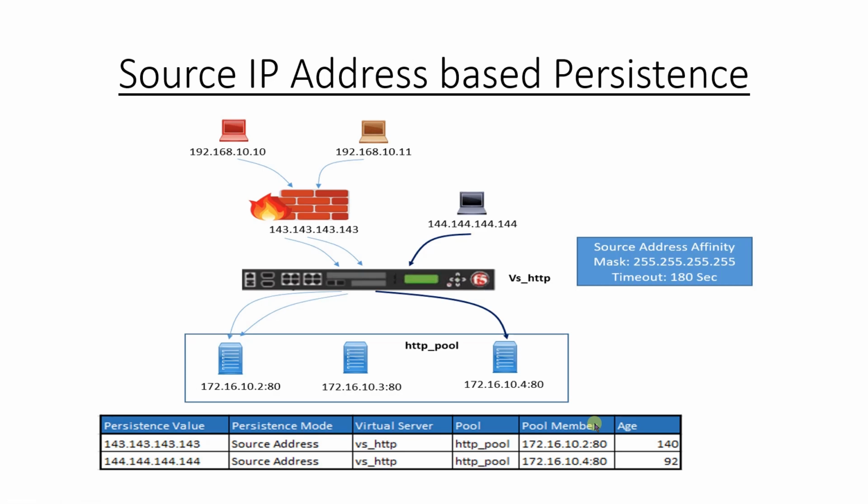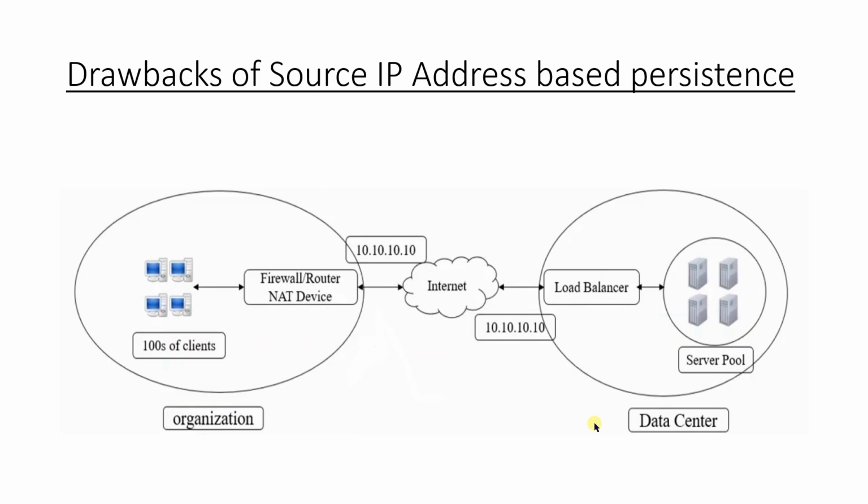But there is a drawback of source IP address based persistence. We will understand this using this scenario. Suppose there are hundreds of clients accessing a specific website, and it reaches a server pool. All these clients reach the server pool over here. Now the problem is this organization is using a NAT device, as you can see over here. It can be a firewall or a router.